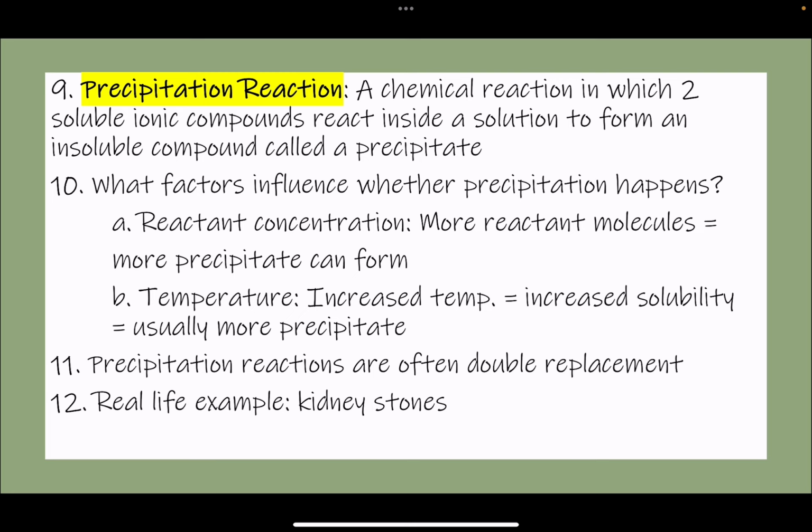One real-life example of a precipitation reaction is the formation of kidney stones. Kidney stones are typically comprised primarily of calcium oxalate. Calcium oxalate is not very soluble in water. It forms when calcium cations react with oxalic acid in a person's kidneys.